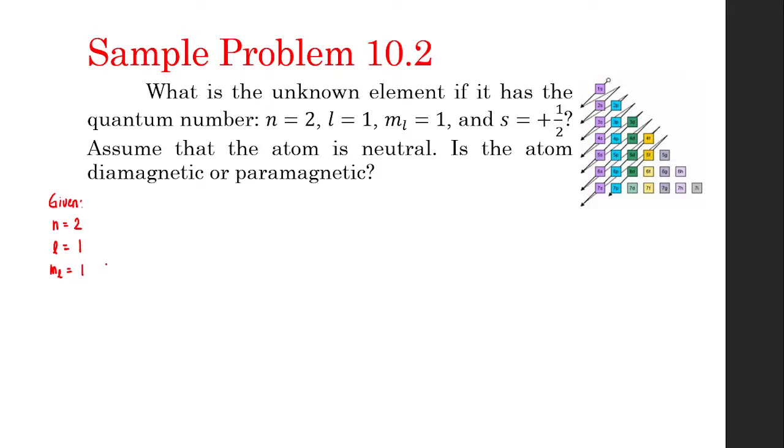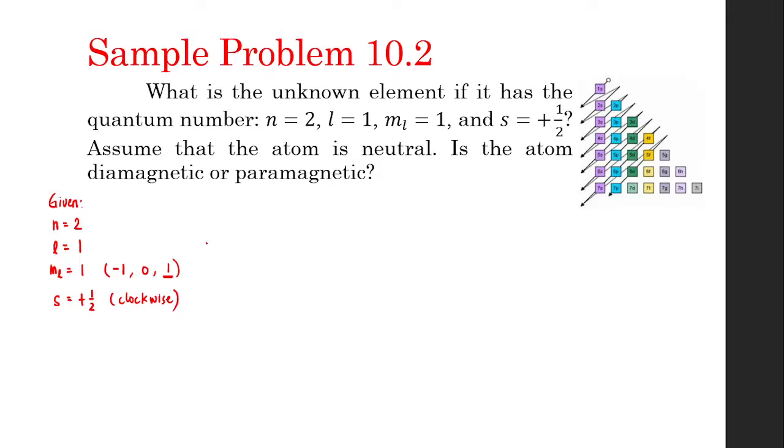Since l is equal to 1, m sub l can be negative 1, 0, or 1, which means our last electron is found at number 1. And then our s is positive 1/2, which means our last electron is spin clockwise. Okay, so let's identify this element.